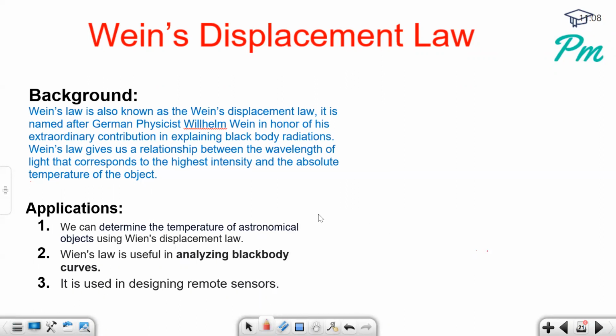What is the background? Wien's law is also known as Wien's displacement law. It is named after German physicist William Wien in honor of his extraordinary contribution in explaining black body radiations. Wien's law gives us a relationship between the wavelength of light that corresponds to the highest intensity and the absolute temperature of the object. Very important.